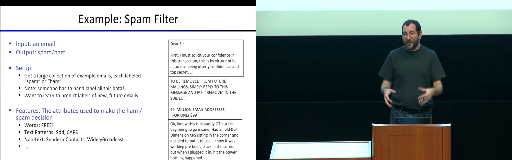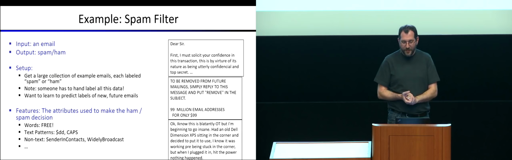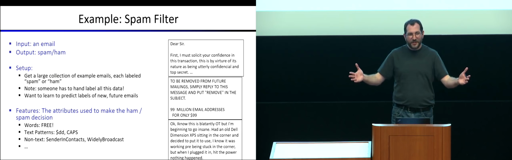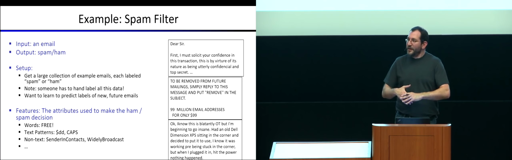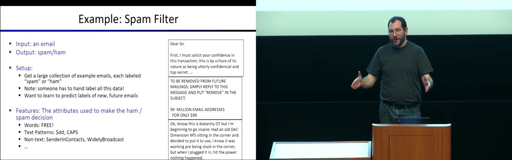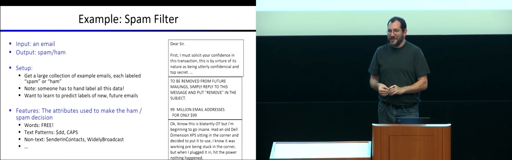So where are we going to get a large collection of example emails? Well, we could take some email accounts, get people to agree to let us look at those emails, have humans hand label them. That's one way. You could also build a kind of an ecosystem that naturally generates this data. For example, a lot of you in your email accounts see spam, you mark that as spam, and congratulations, you've just labeled some training data for a classifier.